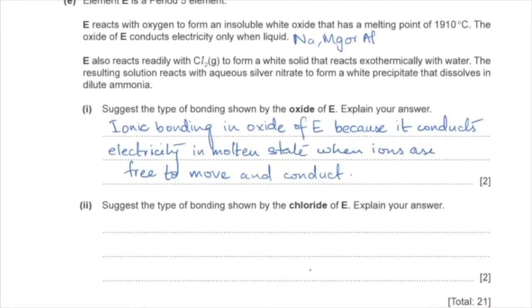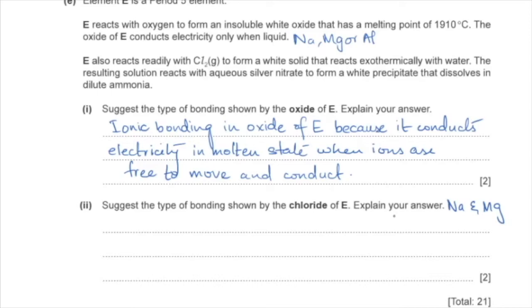Part 2, suggest the type of bonding shown by the chloride of E. Okay, so chlorides of sodium and magnesium are the only ones that dissolve in water. They do not hydrolyze into water and form HCl. The rest of period 3 elements will get hydrolyzed in water, like aluminium, silicon, and the rest of them, and phosphorus, which have covalent bonding with chloride and iron.